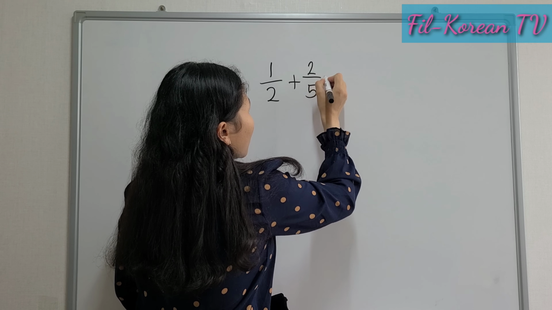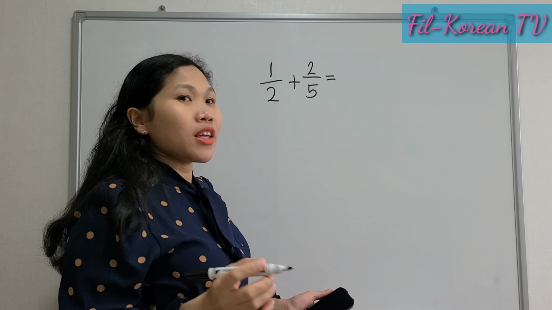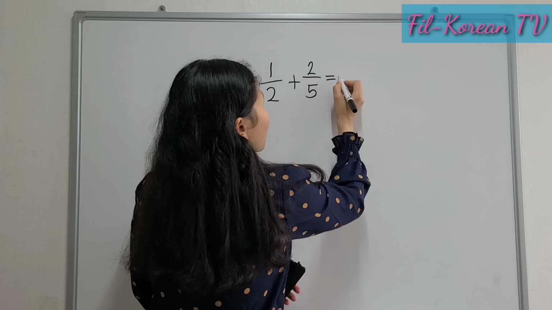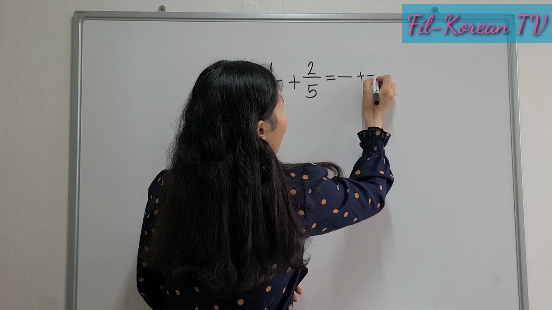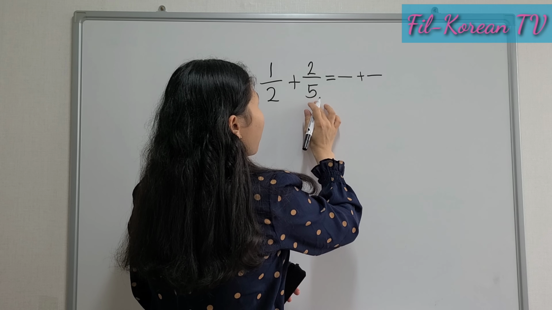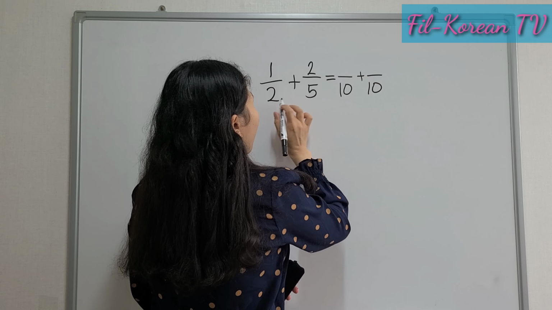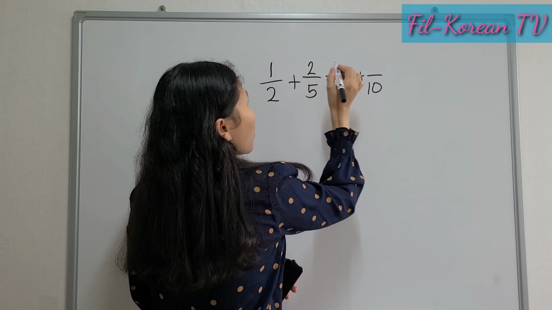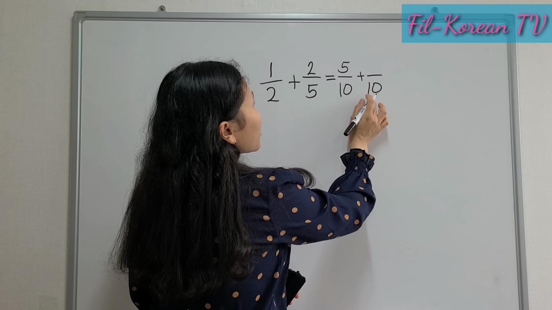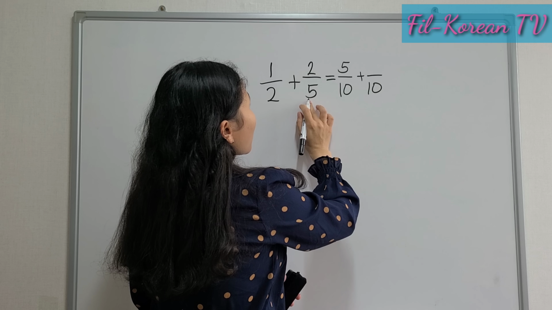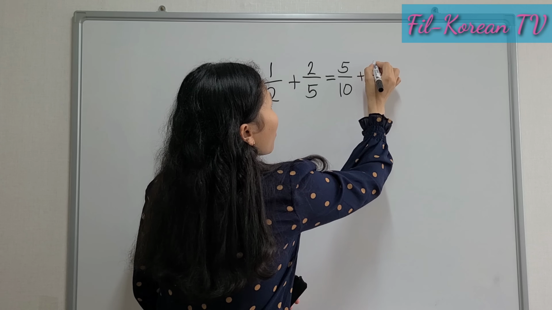1/2 plus 2/5 equals. Let us answer. Change the fractions to similar fractions. Get the LCD of 2 and 5. That is 10. 10 divided by 2 is 5. 5 times 1 is 5. 10 divided by 5 equals 2. 2 times 2 equals 4.